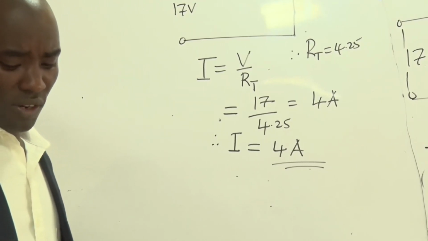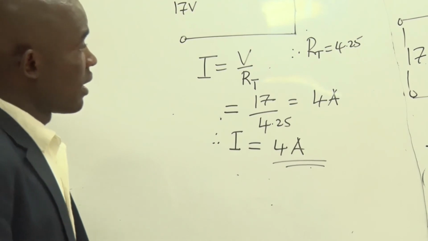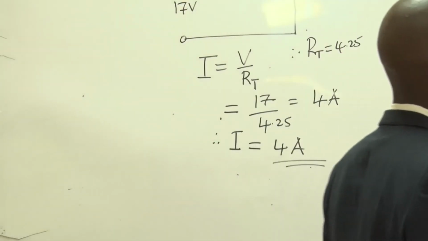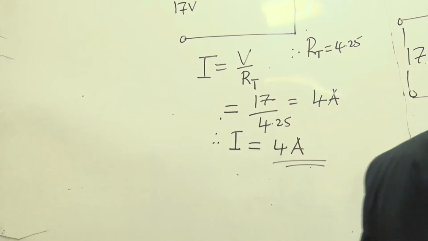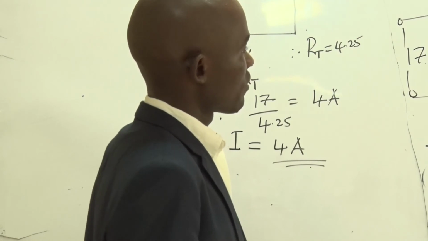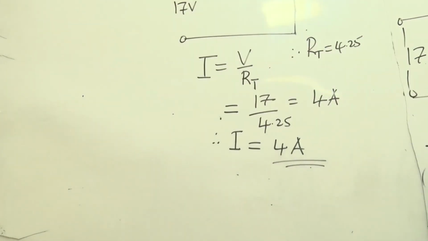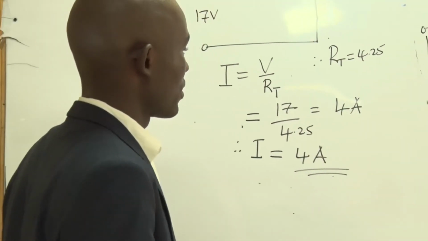If you want to get the voltage drop across the 2 ohm resistor, it will be very simple because you will take this procedure for you to reach there. First of all, you need to get the current that is flowing across this point. So what are we going to do up to that particular point?